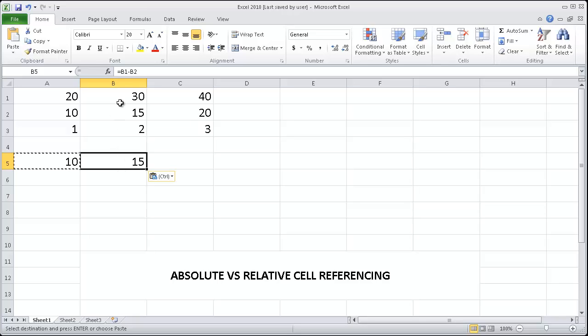Well, if you take a look at the formula bar up here, what we have here is B1 minus B2. What is B1? B1 is 30. B2 is 15. 30 minus 15 is 15. So, wait a minute, this is not 10. What just happened here? So what happened here is we're in Excel.